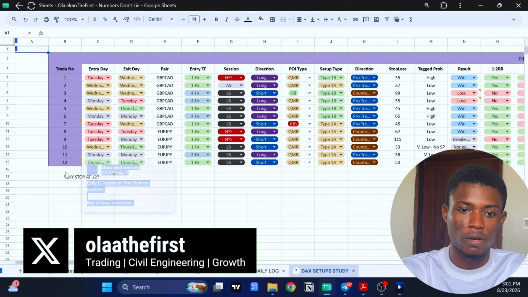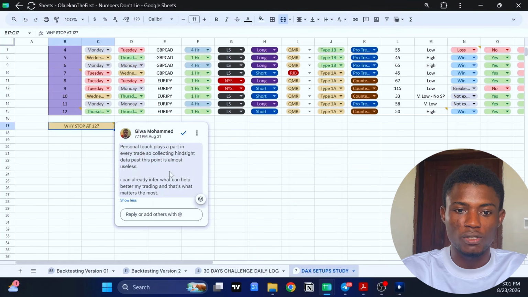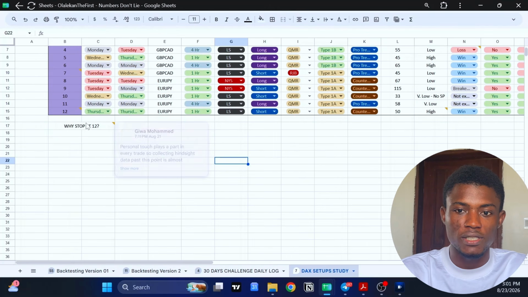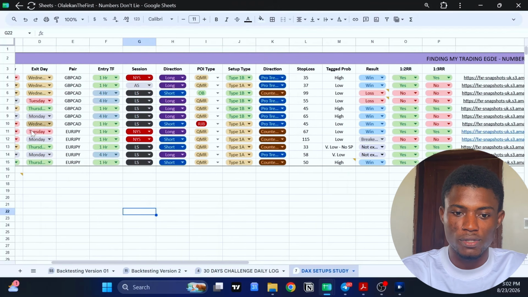Why did I stop at 12? Personal touch plays a part in every trade, so collecting hindsight past data is almost useless. I can already infer what can help me better my trading, and that is what matters the most when it comes to going through his trading. So I collected the time frame he uses the most. He usually trades 1 hour plus.